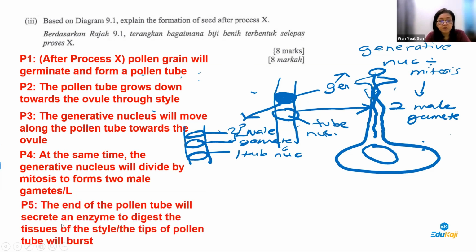Okay, the end of the pollen tube will secrete an enzyme to digest the tissue of the style, and the tip of the pollen tube will burst. Once it reaches the micropyle here, at first it is a blunt end. The enzyme inside the pollen tube will digest, making a space channel for the gametes to move into the embryo sac. So the tip of the pollen tube will burst.